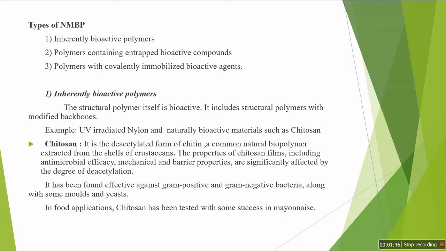And what is this chitosan? It is actually the deacetylated form of chitin, which is a common natural biopolymer extracted from the cells of crustaceans. The properties of these chitosan films include antimicrobial efficacy, mechanical and barrier properties, and they are significantly affected by the degree of deacetylation. Chitosan has been found effective against gram-positive and gram-negative bacteria along with some molds and yeast.